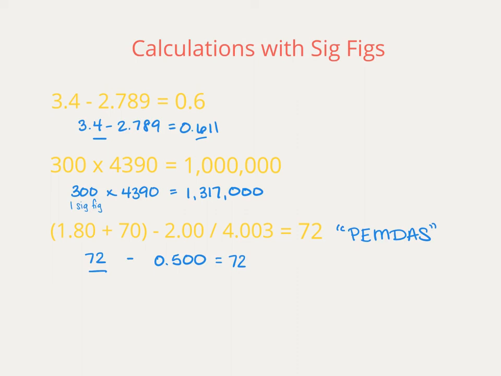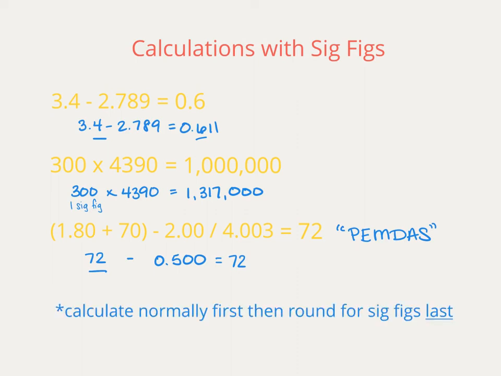So remember, when doing your calculations with sig figs, do your calculations normally first and then round your final answer based on the applicable rules: by fewest number of decimal places if you're adding and subtracting, or by fewest number of sig figs if you're multiplying and dividing.